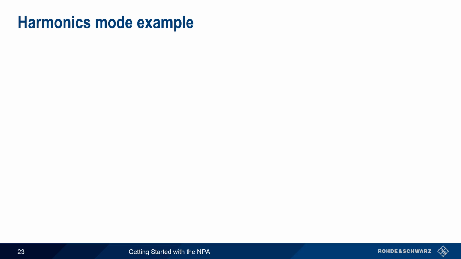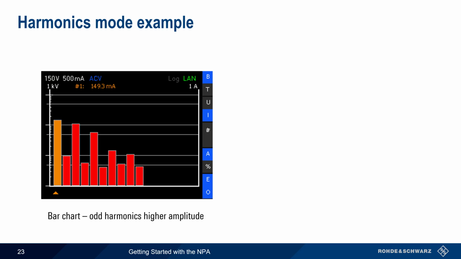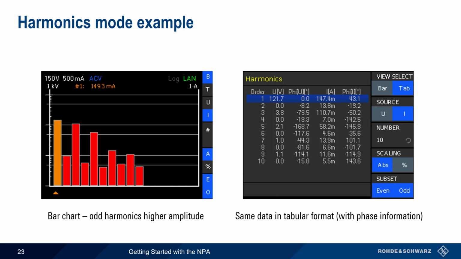The bar chart display is useful in visualizing patterns. Here we see much higher amplitude of odd harmonics compared to even harmonics. Bar chart mode only shows amplitude, so tabular mode is needed if we want to see the phase angle in degrees for each individual harmonic.